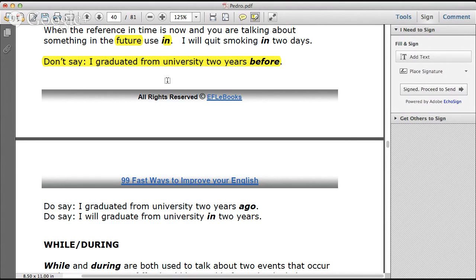Students using the word before when they need to use the word ago. All right, so we're going to do the same thing. We're going to create 2 sentences. I want you to create one sentence with the word ago and another sentence with the word in.